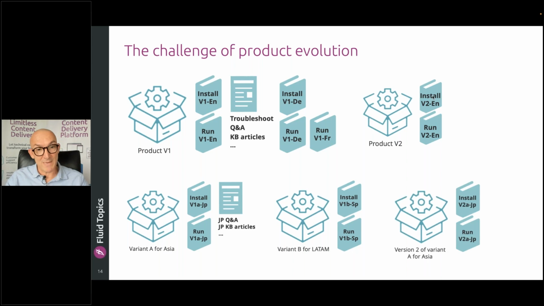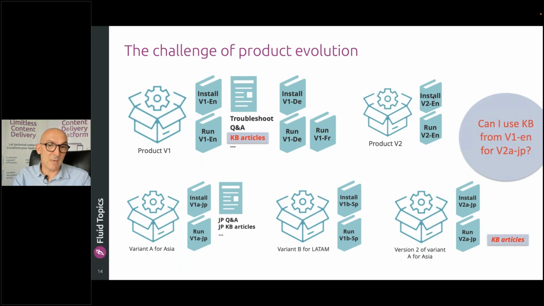And then you have to adapt that as well, version 2 for variant A for the Asian market. So you see how it runs, and you have the ID. Now the question is, can you use, and by you I mean your users, your support agents, your experts on the field, can you use a knowledge-based article that has been written initially that was applicable to version 1 in English? Is that still applicable and valid for version 2A in Japanese, on the Japanese market?